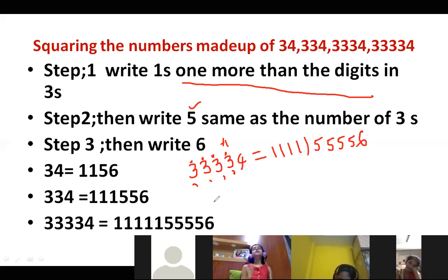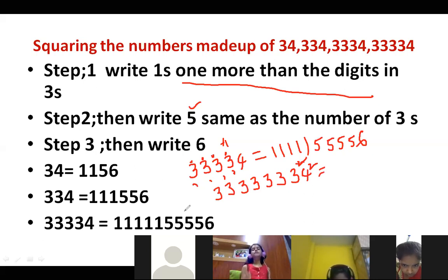I'll write one here. You try it and then message me the answer. Everyone do it and just message me. Find out the square of this number. Everybody, I'm expecting an answer from everyone. I will check it. I'll take a screenshot and keep it in the group if you don't send the answer.